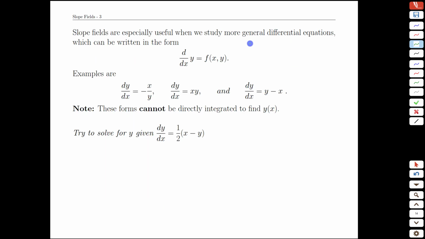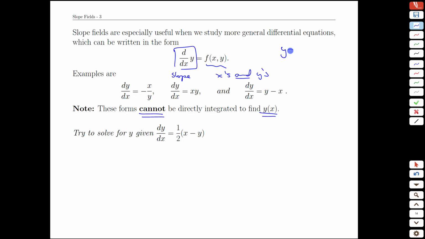That particular example was fairly simple. What we're going to look at more generally is expressions where we have a slope, but we might have x's and y's in the right-hand side. For example, dy/dx equals minus x over y, x times y, y minus x. And here's where the complication comes in. This is why we need slope fields sometimes. These forms cannot be directly integrated to find y of x.